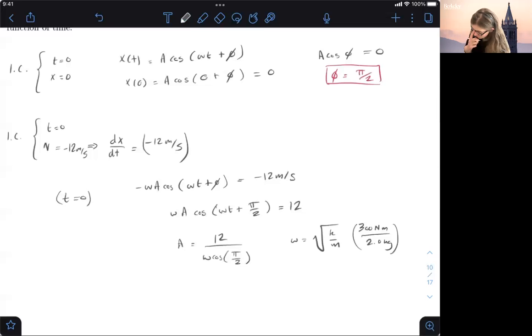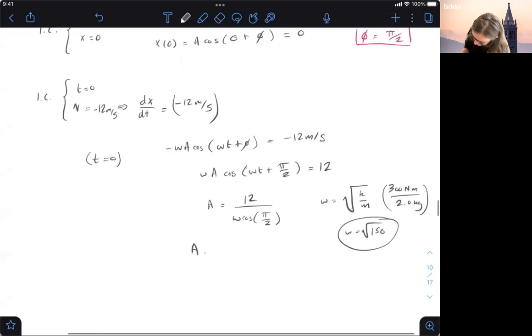So it's just like the square root of 150. W is equal to the square root of 150. And then we can plug that in. Okay. So if you plug in all of your numbers, you're going to get A is equal to 0.979.